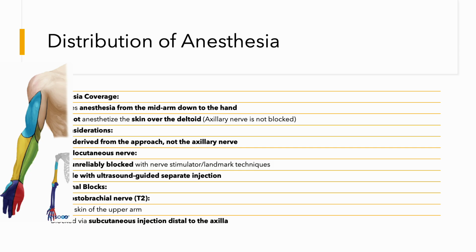If we look here at the distribution of anesthesia, you can see it covers from the mid-arm down to the hand. Okay, it does not anesthetize the skin over the deltoid. It does not actually cover the axillary nerve, and then the musculocutaneous, like we said, is unreliably blocked, so we want to use a nerve stimulator and landmark techniques, okay?